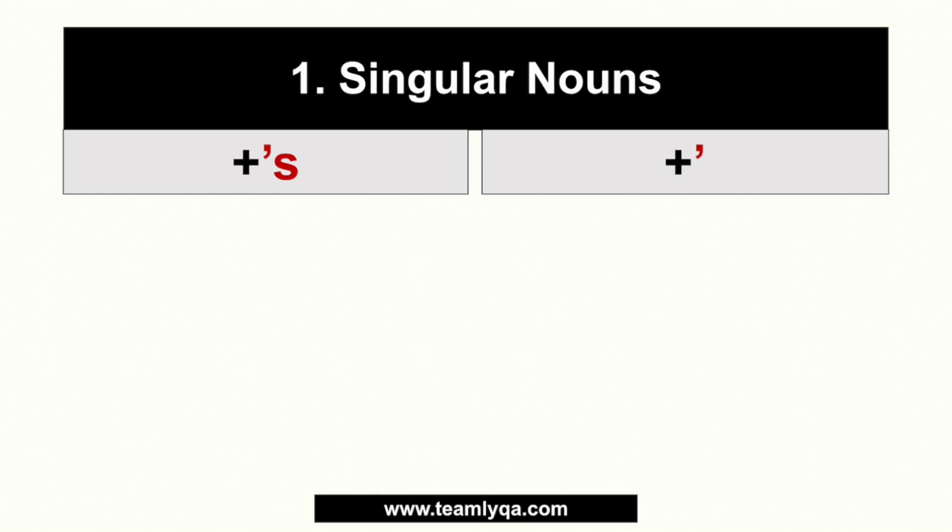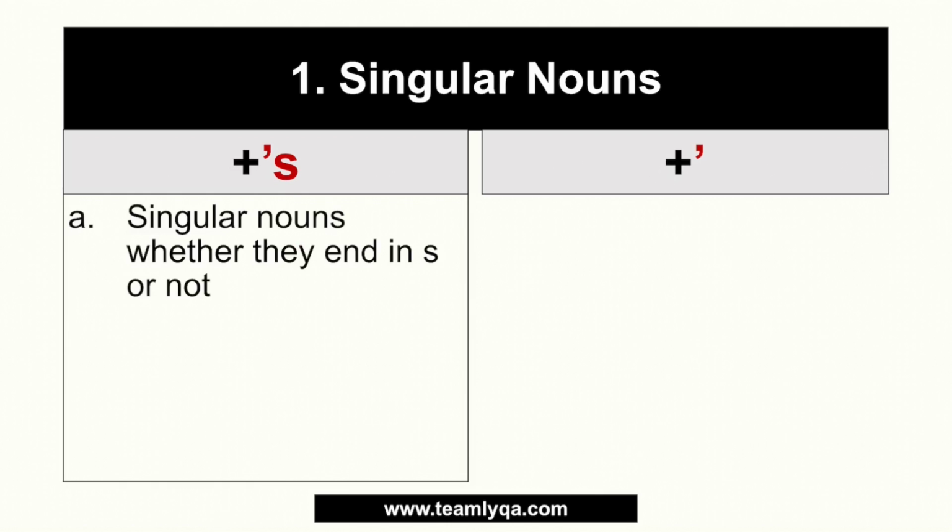Pag sinabing singular nouns, ito yung mga nouns na isa lang. Okay? Ang player. For example, cat, dog, man, woman, child. Isa lang yung tao. Bagay or pangyayari or grupo. Okay? Singular. Isa lang. Now, kailan ginagamit yung plus apostrophe S? At kailan naman ginagamit yung plus apostrophe lang? Okay? Kasi ang idea is, lalagyan mo lang siya, dudugtungan mo yung noun ng either apostrophe S or apostrophe.